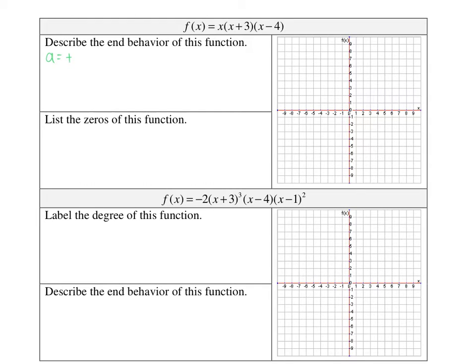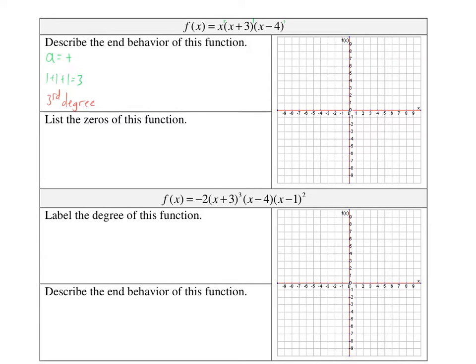The next thing we want to look at is, what's the degree? Well, to get the degree, you add up the powers. So the power on this x is a 1. The power on this x plus 3 is also a 1. And the power on the x minus 4 is also a 1. So if you want to, you could put little 1s here, or just understand those are all 1s. So to get the degree, you go 1 plus 1 plus 1. You add all the powers up. That would give you a 3. What that means is it's a third degree.